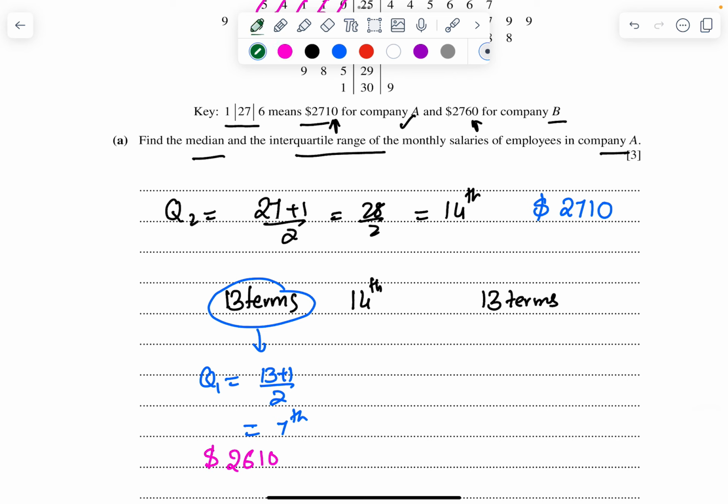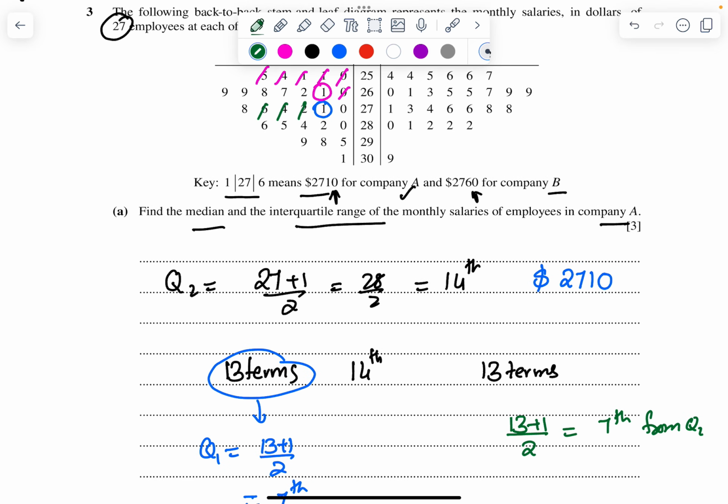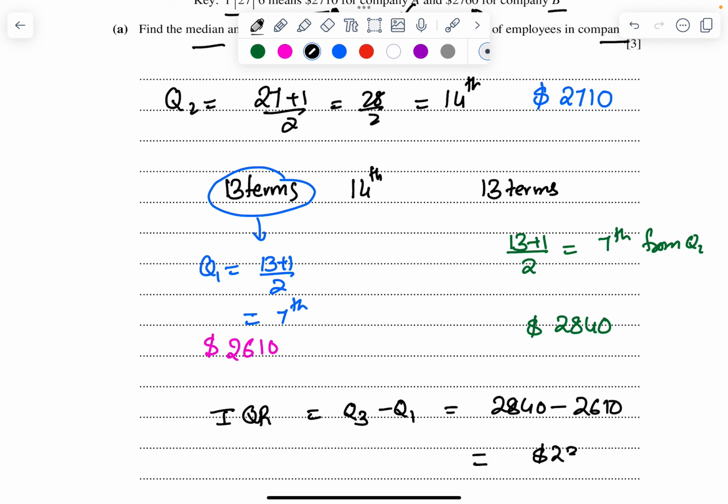Now for the right hand side, again 13 plus 1 by 2, which is the 7th term from Q2. 1, 2, 3, 4, 5, 6, 7. So that is 2840, so $2840. What's going to be the interquartile range? The interquartile range is Q3 minus Q1, which is 2840 minus 2610, which is going to be $230.